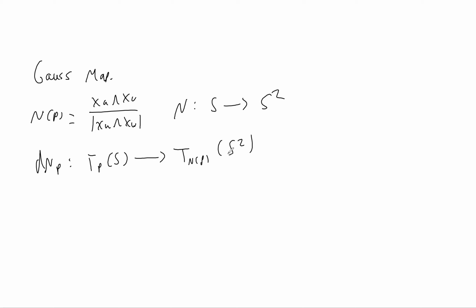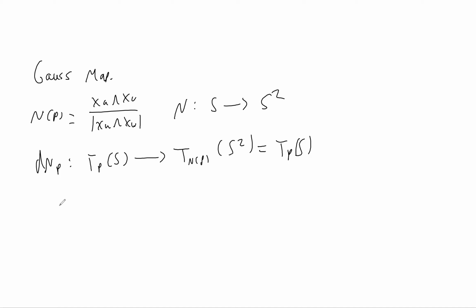But because the tangent plane at the image of the point of the sphere is going to end up being the same as the tangent space of the original surface, I end up getting that dNp is going to be a linear operator from the tangent space at a point of the surface to itself. Okay, so it's a linear operator, right? So something we might want to do is show how it affects the basis elements.